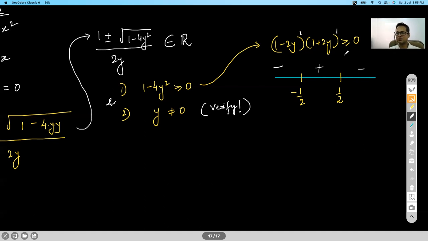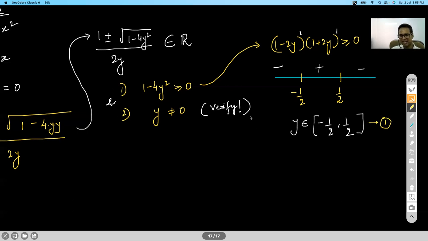Okay. Now, greater than or equal to 0 means positive or 0. So positive or 0 will only be in this interval minus half to half. And since it is allowed to take 0, you will have a closed interval. So from the first answer, you end up getting this. So this is our result of the first one. Okay.